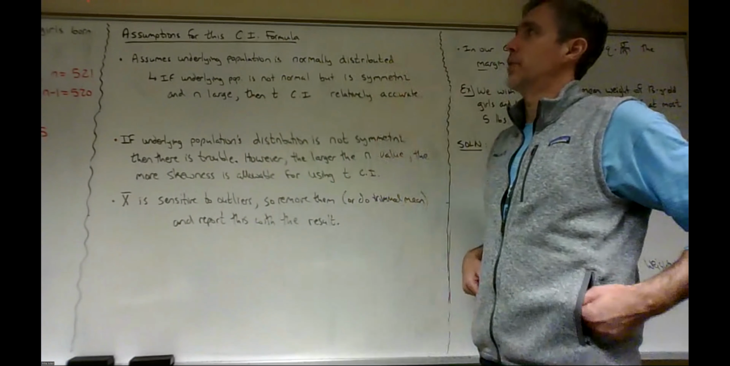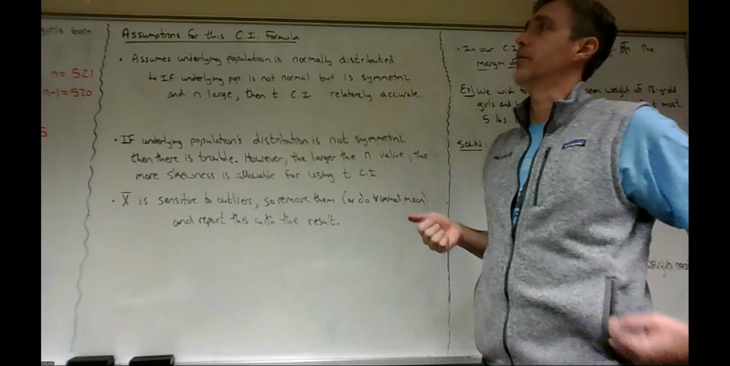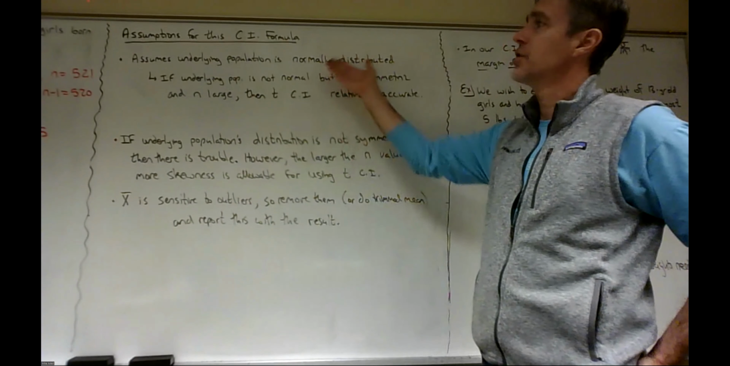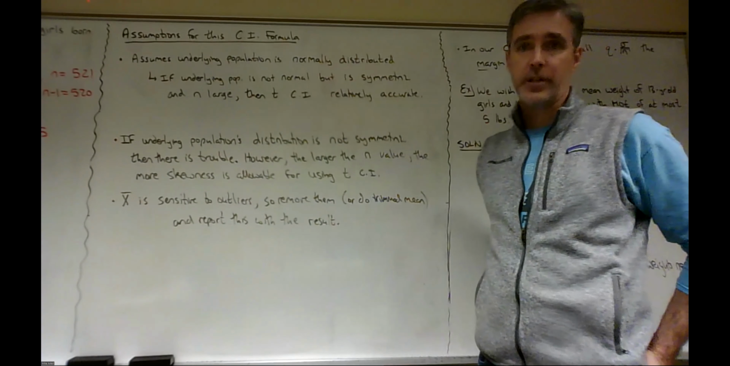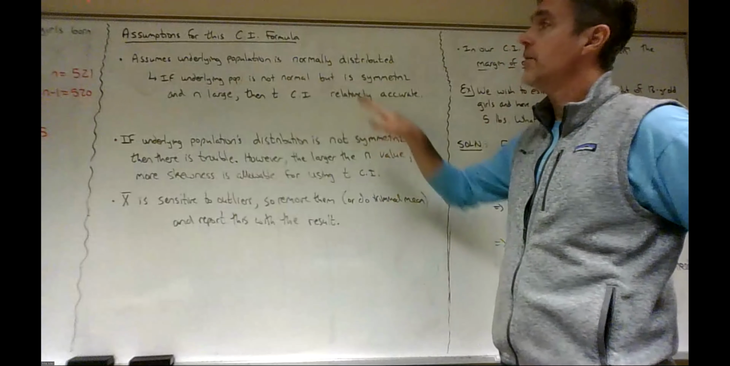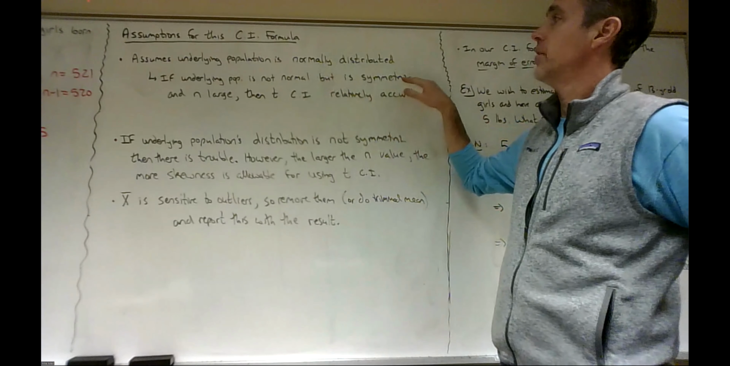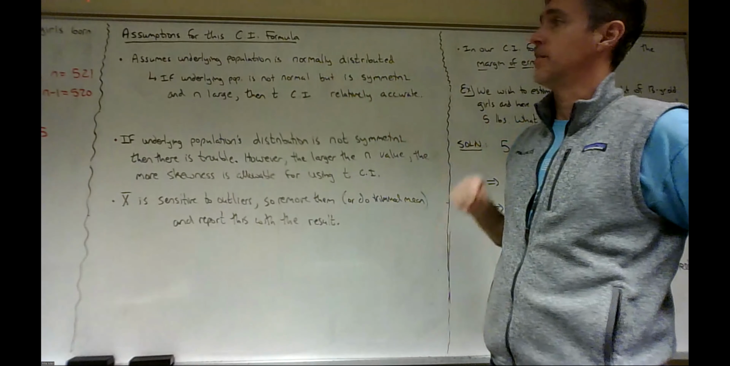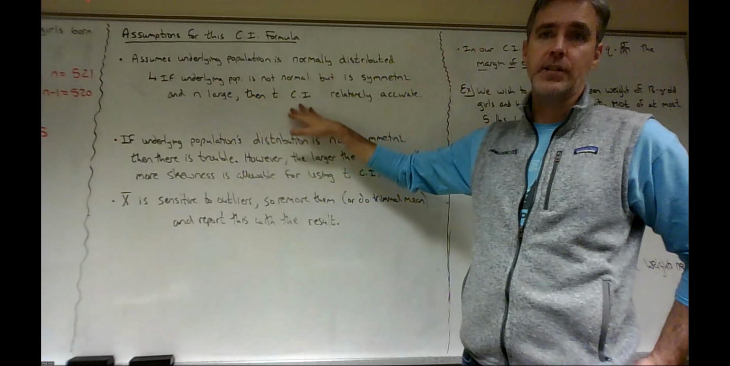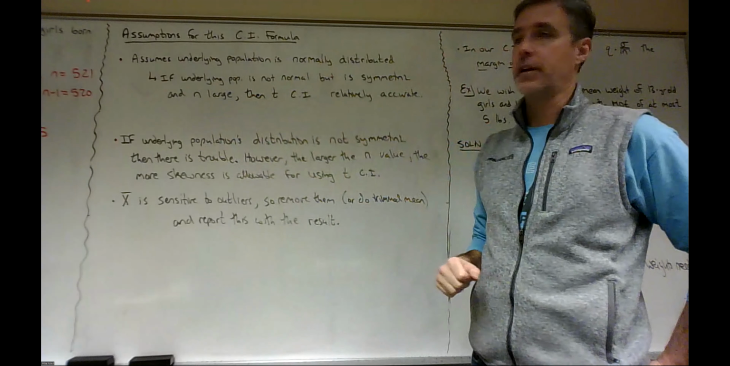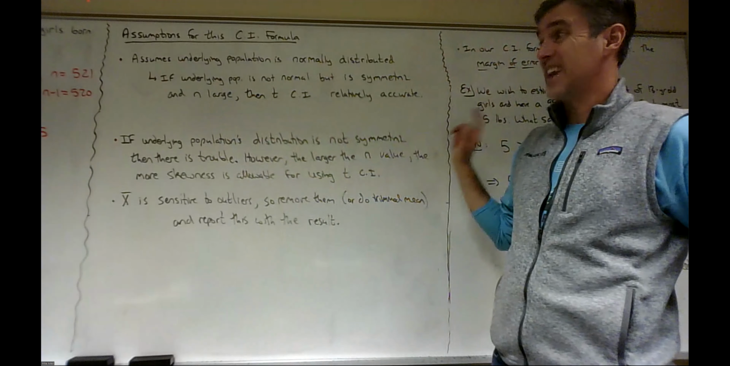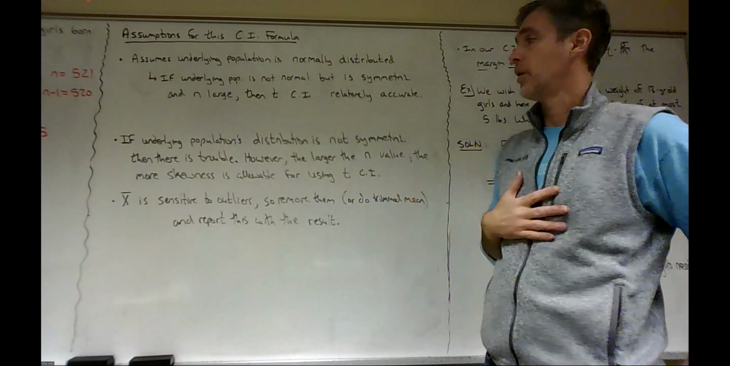So this confidence interval formula we've been using when we know it's normally distributed and we didn't know sigma, it's got some assumptions. We assumed the underlying population was normally distributed, okay? That's why we just checked it on that R code. Now, if it's not, but if the data does look to be symmetric and you've got a pretty large n, then this t-based confidence interval is relatively accurate, okay? If the underlying population's distribution is not symmetric, then we got trouble, all right?